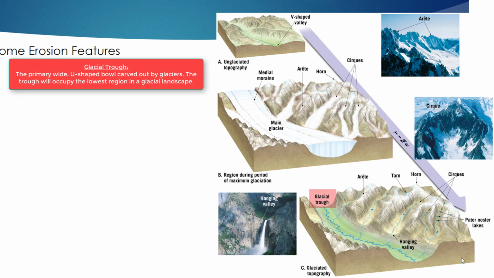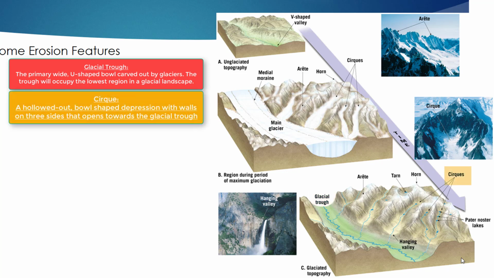The glacial trough is often part of some spectacular mountain valleys, and the glacial trough will typically occupy the lowest parts of the region. The next feature I want to highlight are the cirques, and the cirques are hollowed out bowl-shaped depressions that have walls on three sides, with the fourth side opening to the down valley side. The picture on the right is an excellent example of a cirque, and it nicely illustrates the characteristic three-sided bowl shape we see when we see cirques.